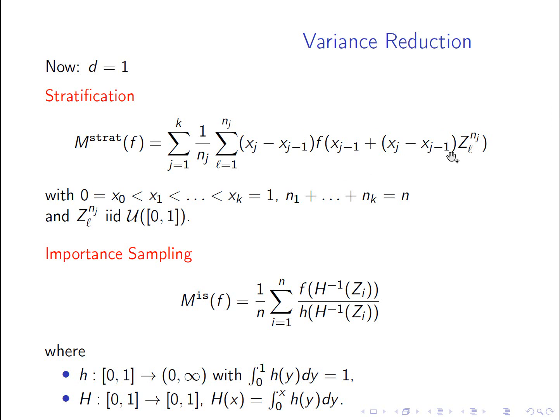Because now we have the integral from xj minus 1 to xj, and we are still using IID random variables which are uniform on [0,1], we have to modify the integrand a bit by this change of variables, which gives this correction factor here. So that's the basic way to understand stratification: splitting up the big integral into smaller parts and doing classical Monte Carlo estimators for the smaller parts.